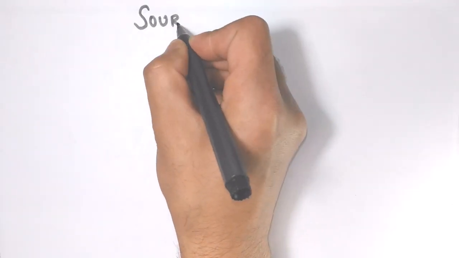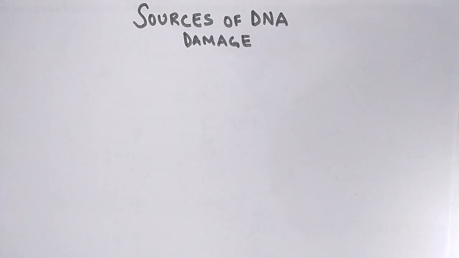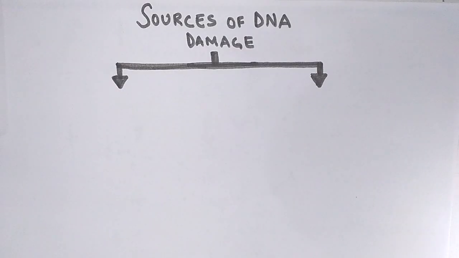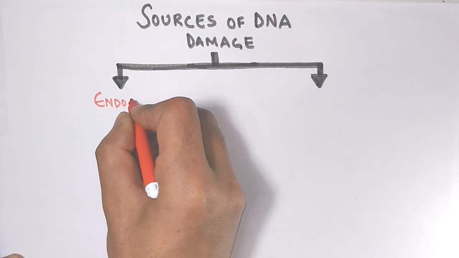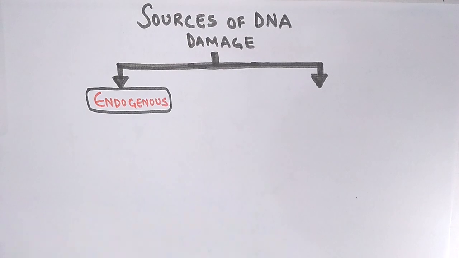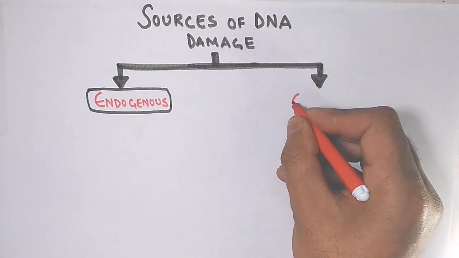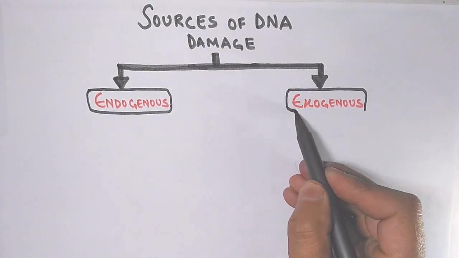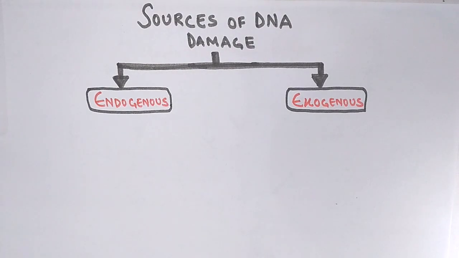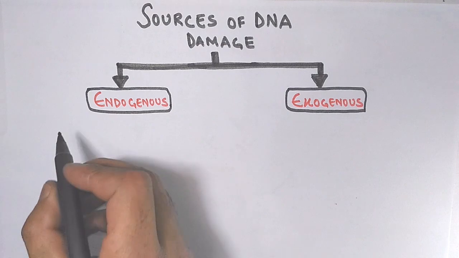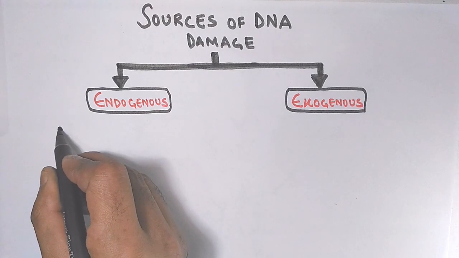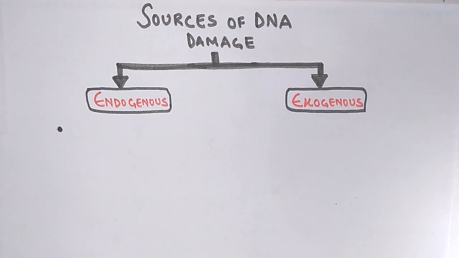Now let's see what the sources of DNA damage are. We classify the DNA damage sources in two categories on the basis of origin. First are endogenous sources, which are substances or ways present within the cell, and the other are exogenous sources, which are the external elements for DNA damage. First, let's see the endogenous ones.